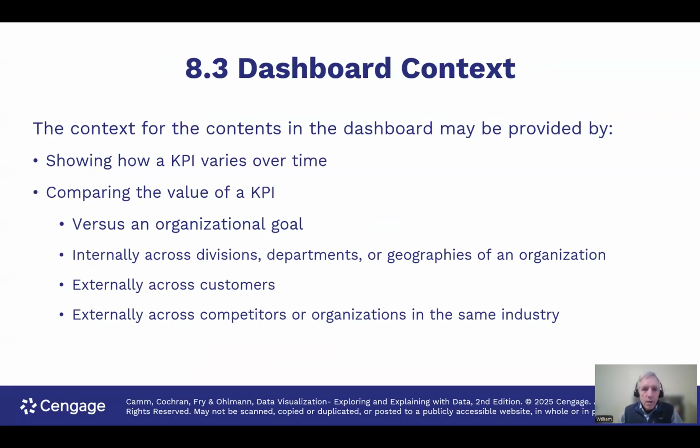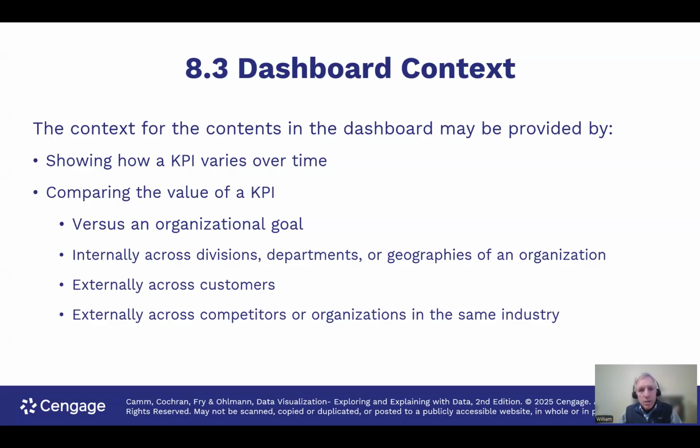So the context for a data dashboard can be showing how a KPI varies over time. Very often, if I put a KPI out, let's say it was average wait time in a call center, I could say last month, this month. So I could get a sense of whether I'm making forward progress or backward progress, particularly if there was a goal. So I might show three numbers: last month, this month, and goal.